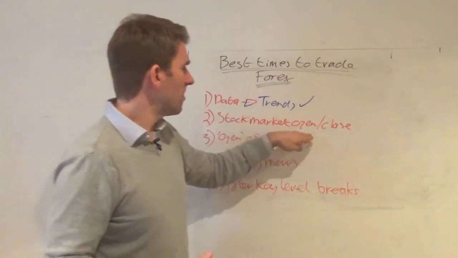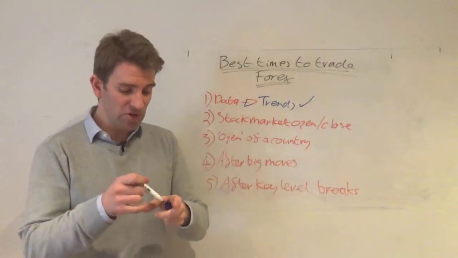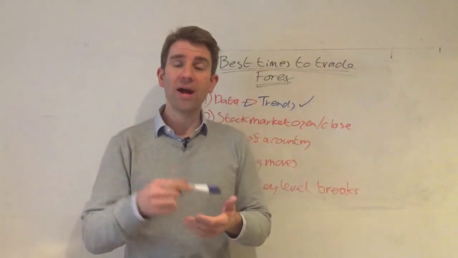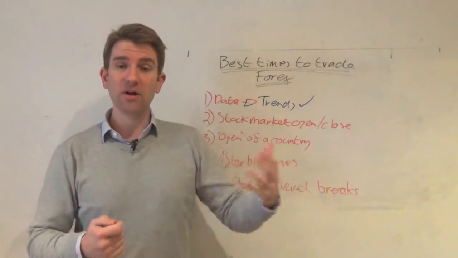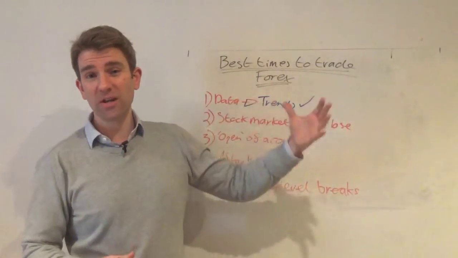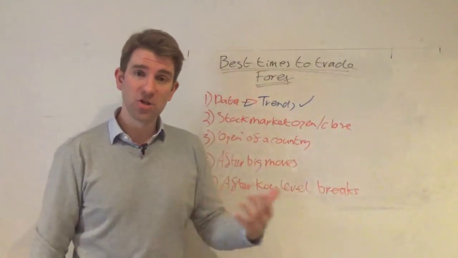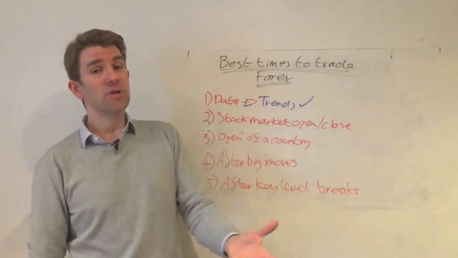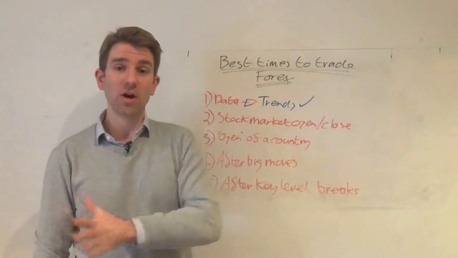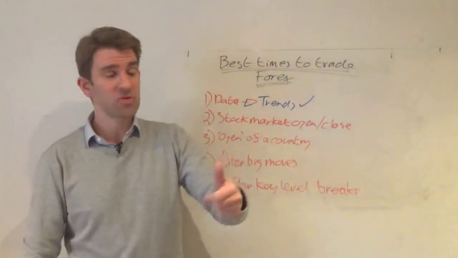Number two, stock market open and close. This is a good time to trade your Forex, when the underlying stock market of that country is opening. So if you're trading the dollar, you want to look at the US open, which is 2:30 UK time, and it closes at 9 o'clock UK time, obviously depending on the time zone you're in.